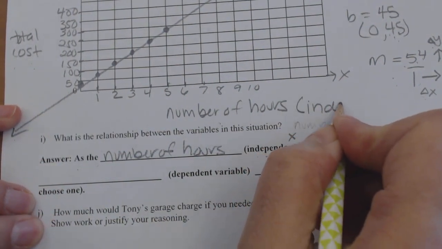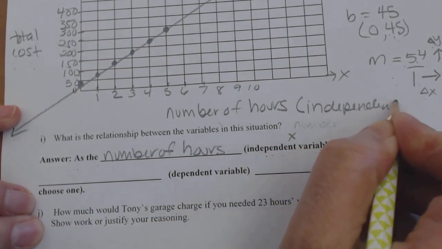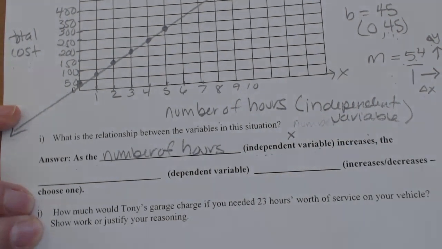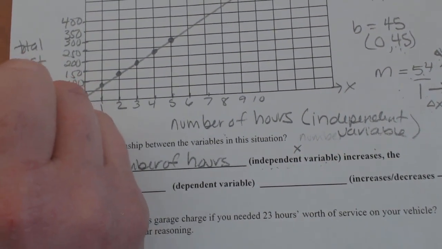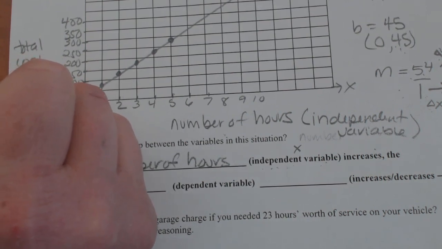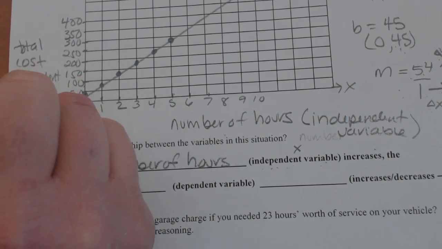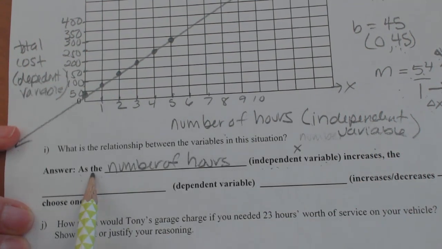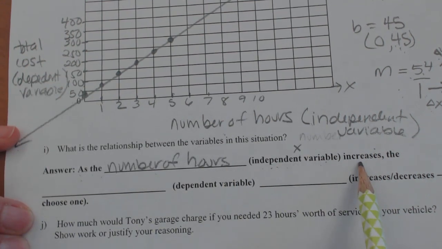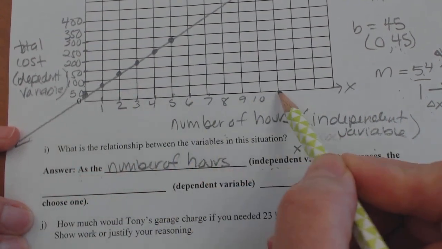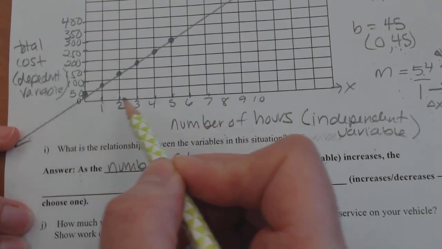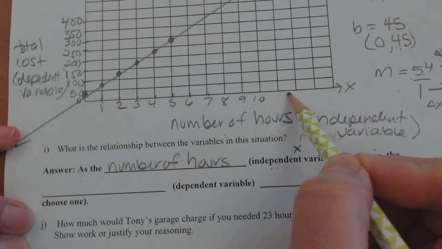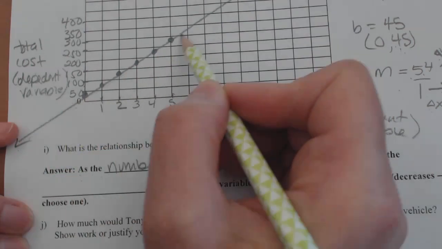And so I'm actually going to add that here. I'm going to put independent. So I like to label, as you can see, everything. So that's my independent variable. So I'm assuming that this is going to be my dependent variable, since this is my independent. So let's keep going. As the number of hours increases, because I'm increasing my number of hours, as I read the graph, remember, from left to right. So as my number of hours increases, let's look. Oh, the line is going up.